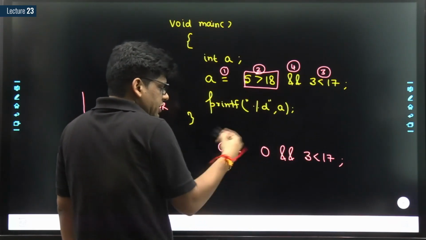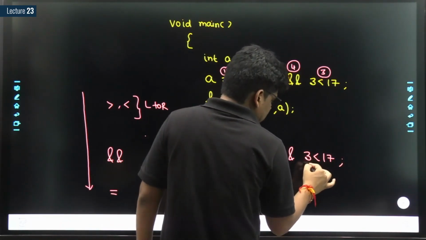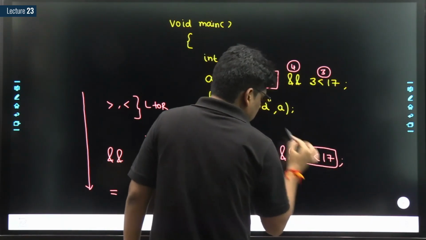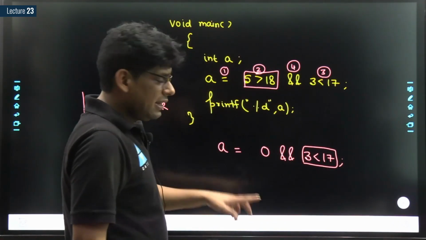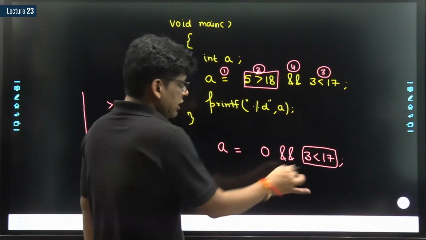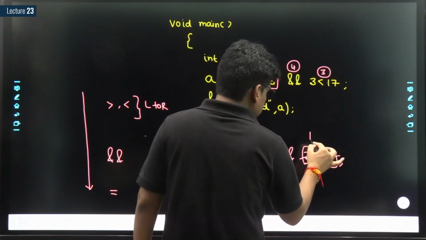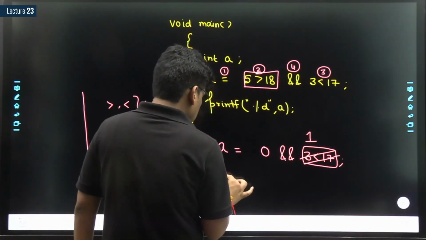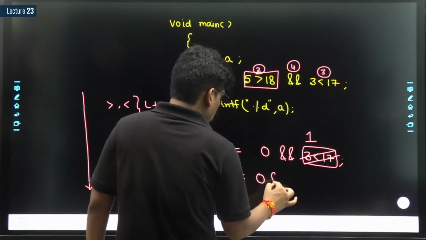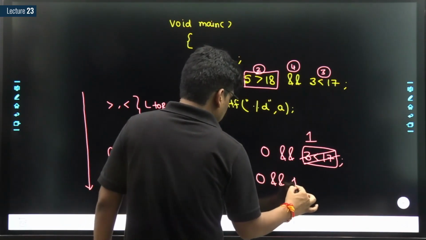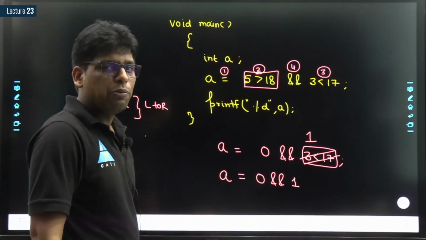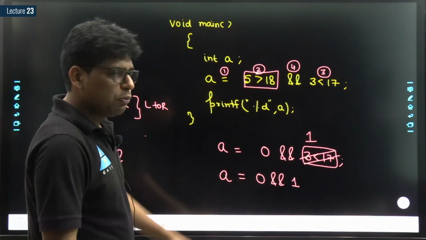Next, which one will be evaluated? Next this one will be evaluated. Is it true that 3 is less than 17? Yes. If it is true, this can be replaced by 1. That means what is the expression now? 0 and 1. Tell me what is the output of 0 and 1.